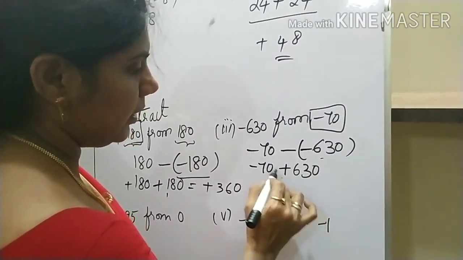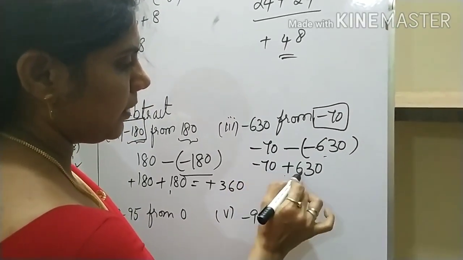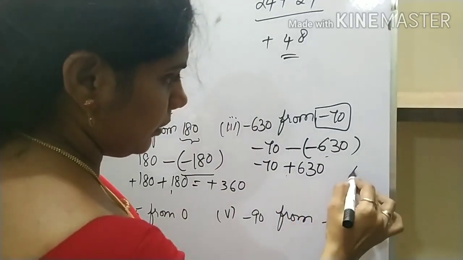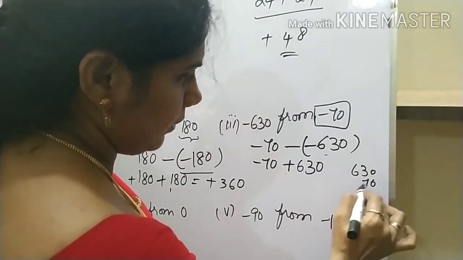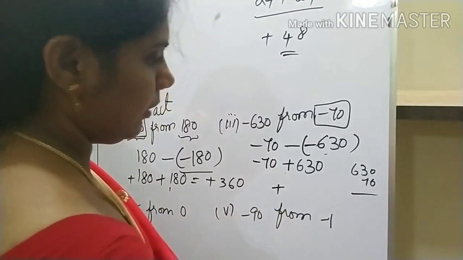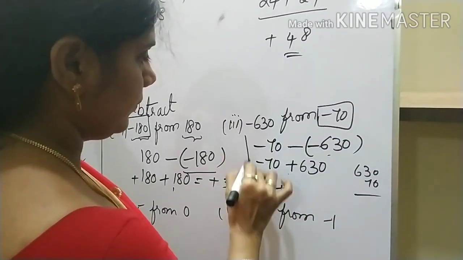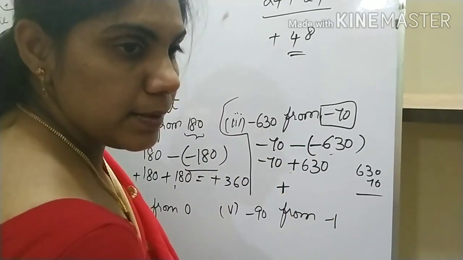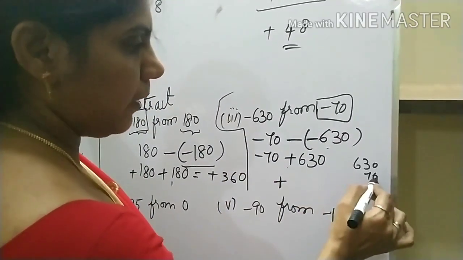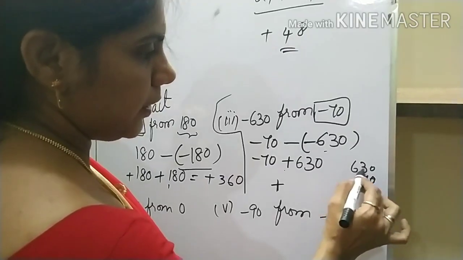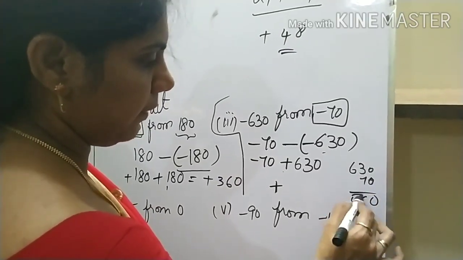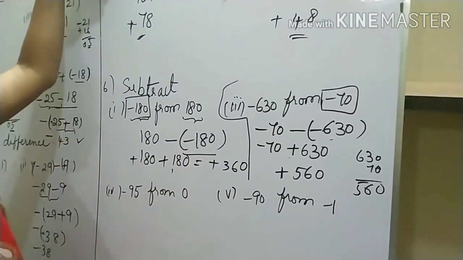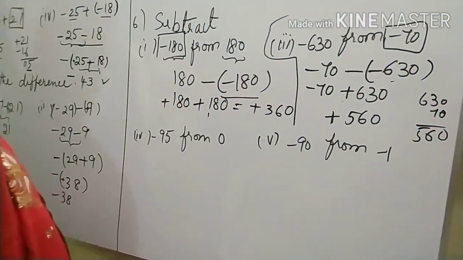What is the number here? 630. We have to subtract 70 from 630. The bigger number's sign you will get in the answer. Okay, so the bigger number's sign is plus. So I am writing plus here. Now see the subtraction: 0, 0. 13 minus 7, 6. 5, 560. Understood this one? Okay. Like that you have to solve all the problems.